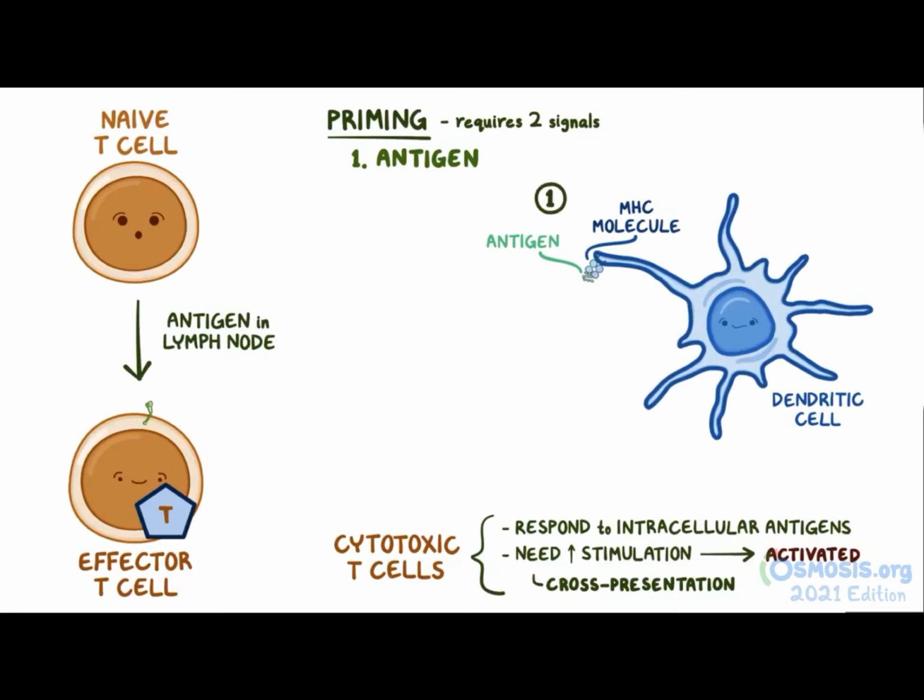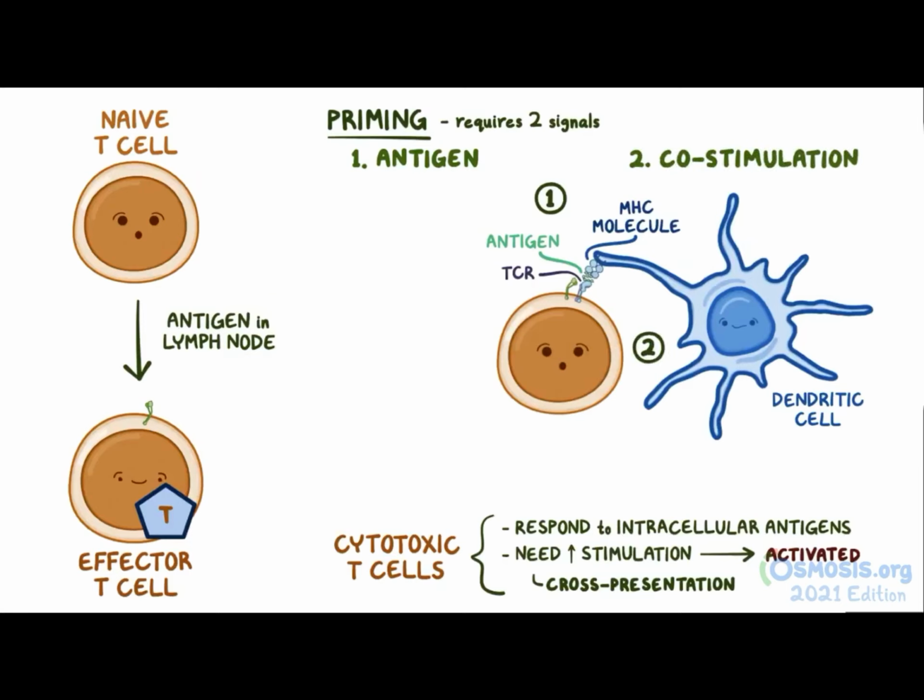The first signal is that the antigen has to bind perfectly to the T cell receptor, or TCR. The second signal is called co-stimulation, and it's when a ligand called CD28 on the surface of a T cell binds to a ligand called B7 on the antigen-presenting cell. This region, which includes the T cell receptor, which binds to the MHC antigen, and CD8 and CD28, which bind to B7, is called the immune synapse. Once the T cell receives both of these signals, a number of changes happen within the cell that transforms the naive T cell into a cytotoxic T cell.